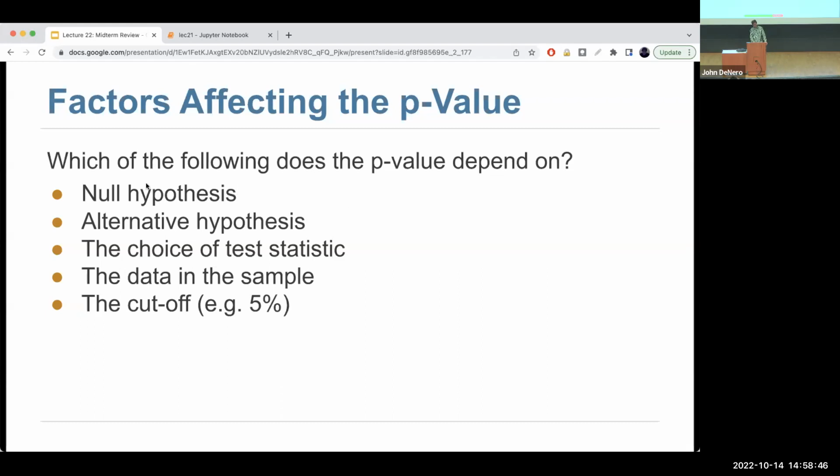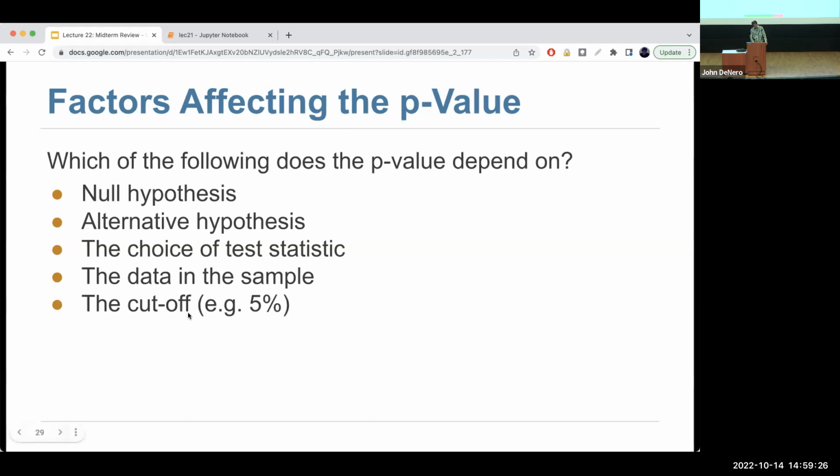The null hypothesis determines the shape of the null distribution. Yeah, this can definitely affect the p-value, because this determines the null distribution, and you're using that. Alternative hypothesis matters, actually, because it tells you which way to look. You look left or you look right. The choice of the test statistic matters because this is important to your simulation. You use the test statistic in your simulation. The data in the sample, yes, that does matter. That tells you where to start when you compute the area of the tail.